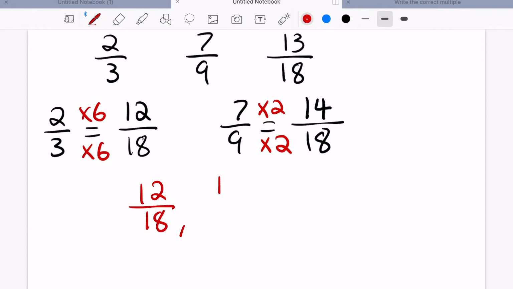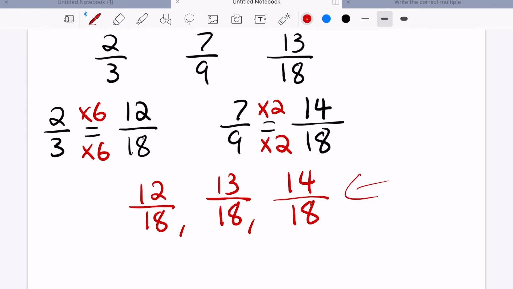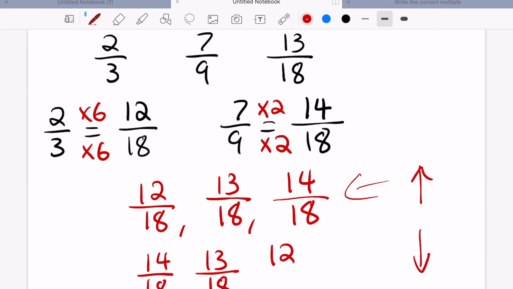So we're going to write 12/18. Then next we have 13/18. Then we have 14/18. This is ascending order, so this is wrong. This is going up, but we want going down. So we want 14/18, 13/18, 12/18, right? This is correct. So we're going to write it like that.